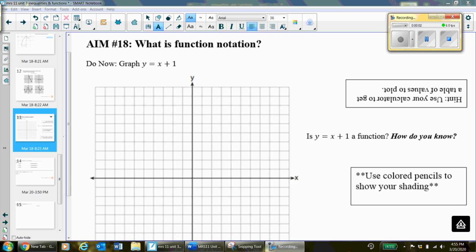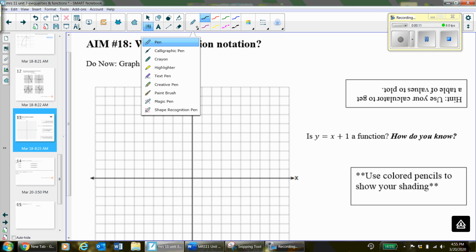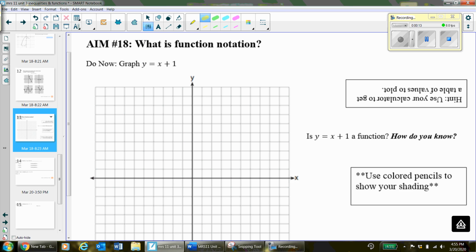Okay, so we're beginning with lesson 18. What is function notation? All right, so here we have the do now, which says graph y equals x plus 1.